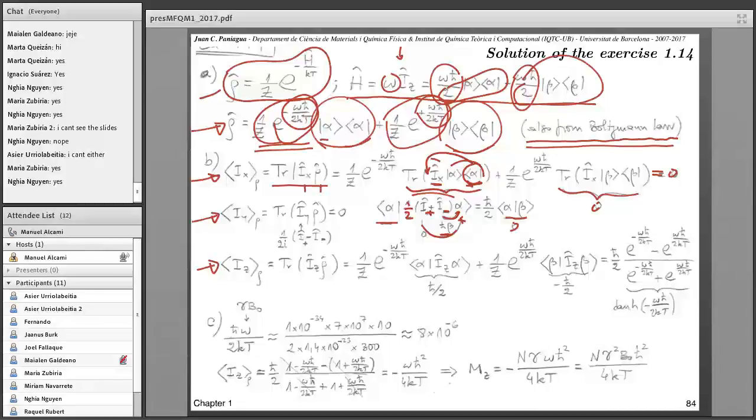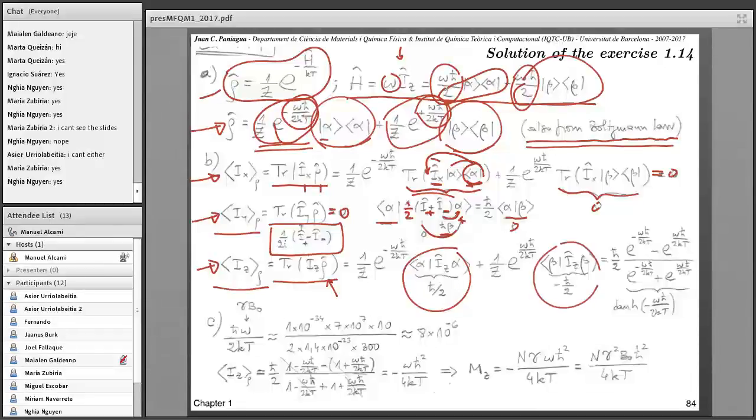Same thing for Iy. We put Iy in terms of ladder operators, and then completely parallel reasoning shows that the expected value is 0. And for Iz, we express the trace by putting the spectral decomposition of rho. And here we obtain that this is non-zero because alpha is an eigenvalue of Iz, same thing here. So this gives the corresponding eigenvalues.